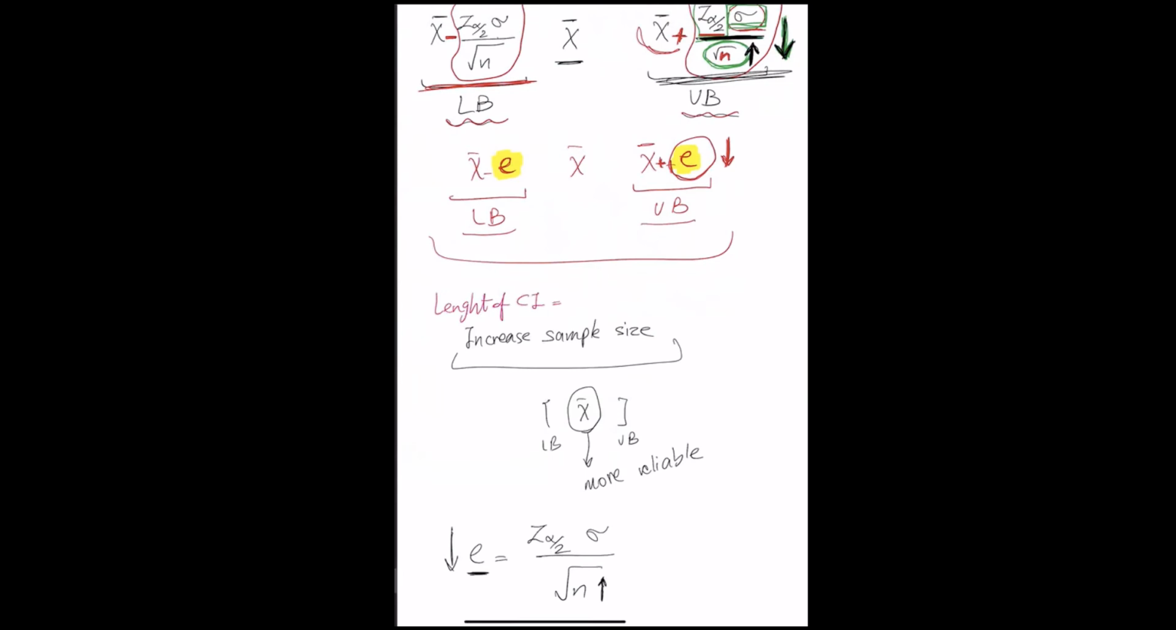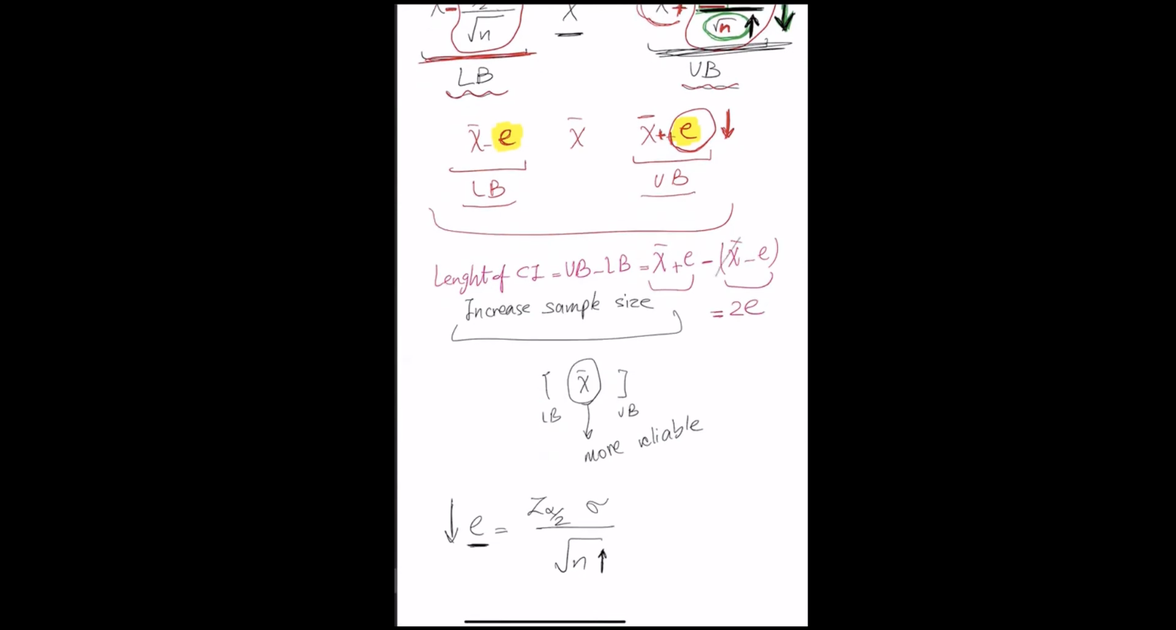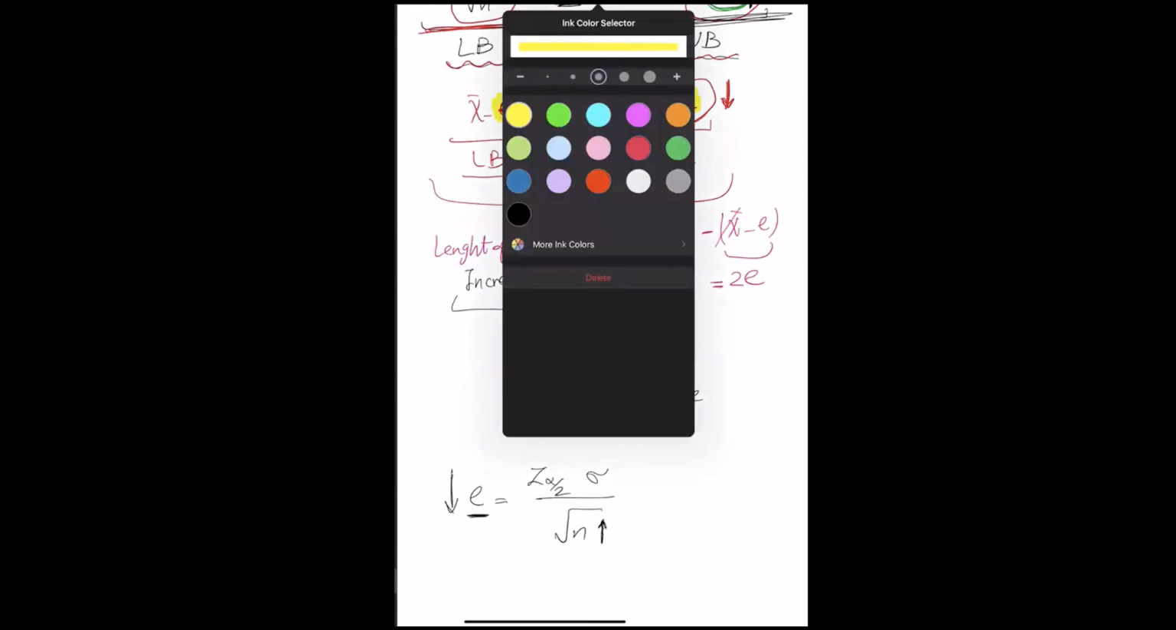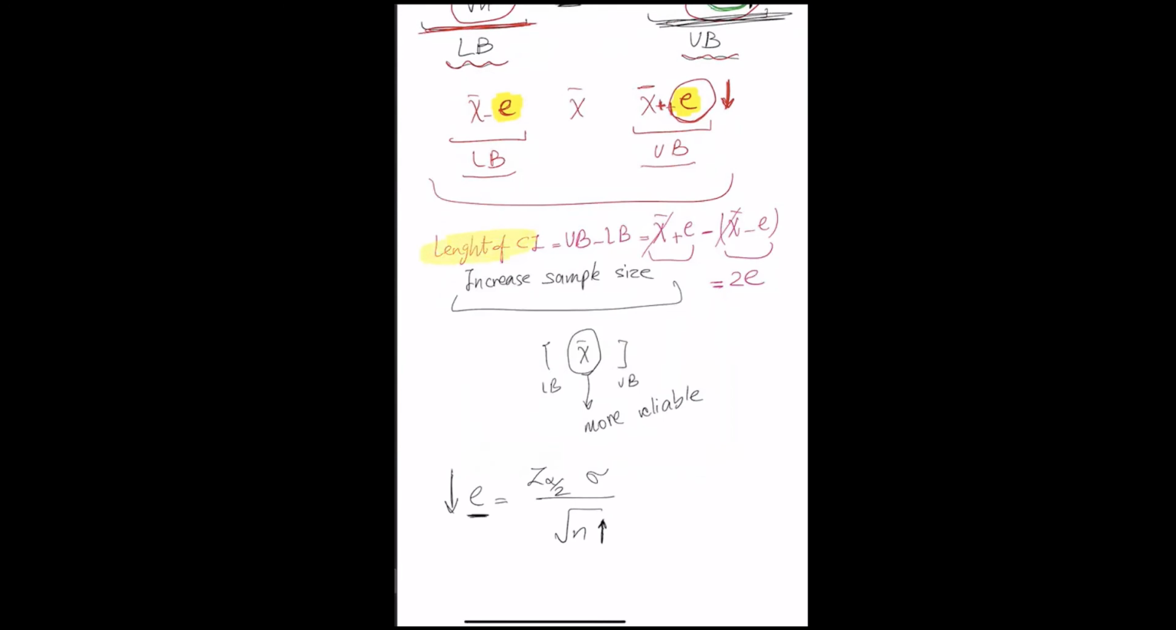If I want to calculate the length of the confidence interval, it is upper bound minus lower bound. Upper bound is x bar plus E. Lower bound is X bar minus E. So upper bound minus lower bound is going to return 2E. Okay, X bars cancel with each other. So what is left? It is 2E. So the length of the confidence interval is 2E from the lower bound all the way to the upper bound.